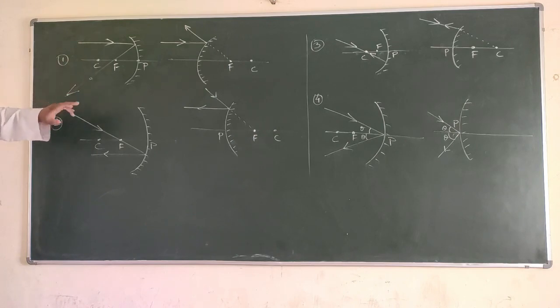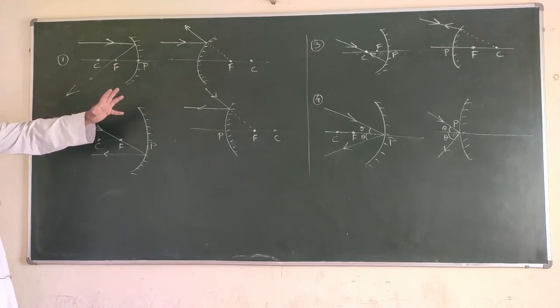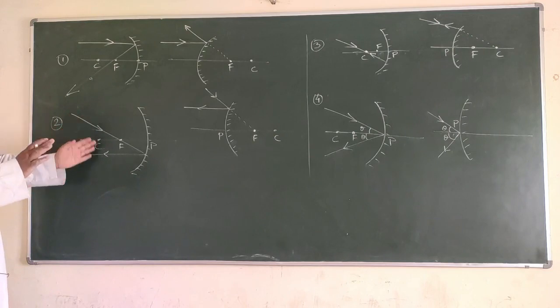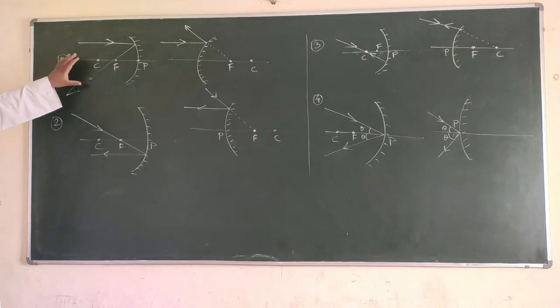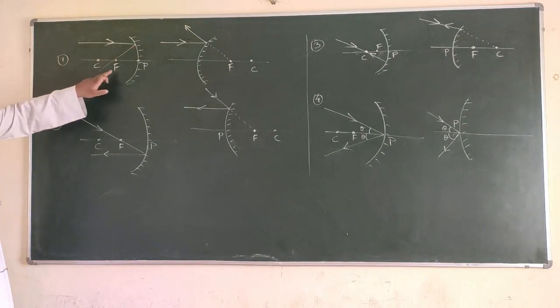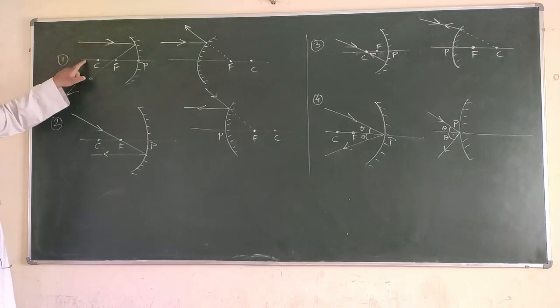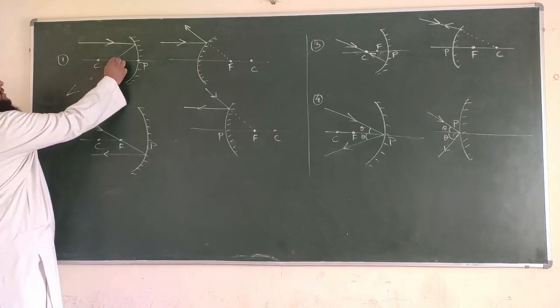Now these are already derived ones, so you do not need to know why it is happening. All you need to know is these are the rules to be used in future to find out where the object or the image is. Coming to the first rule, whenever the incident ray passes parallel to the principal axis, the reflected ray passes through the principal focus. I repeat, whenever the incident ray passes parallel to the principal axis, the reflected ray passes through the principal focus.